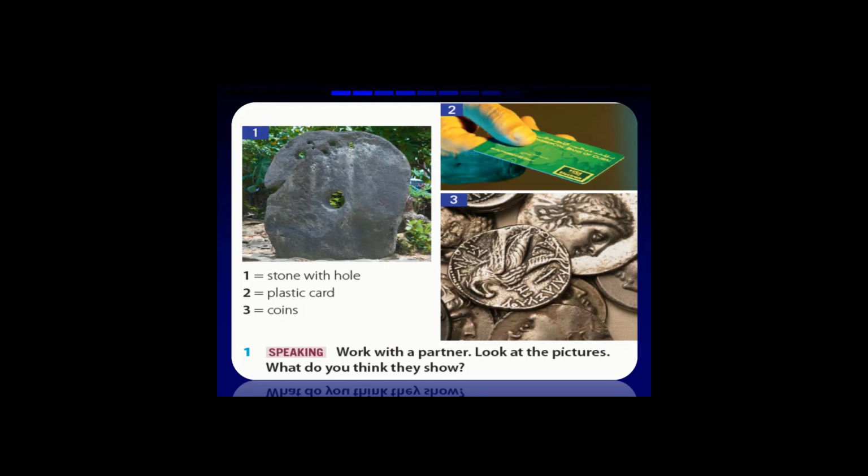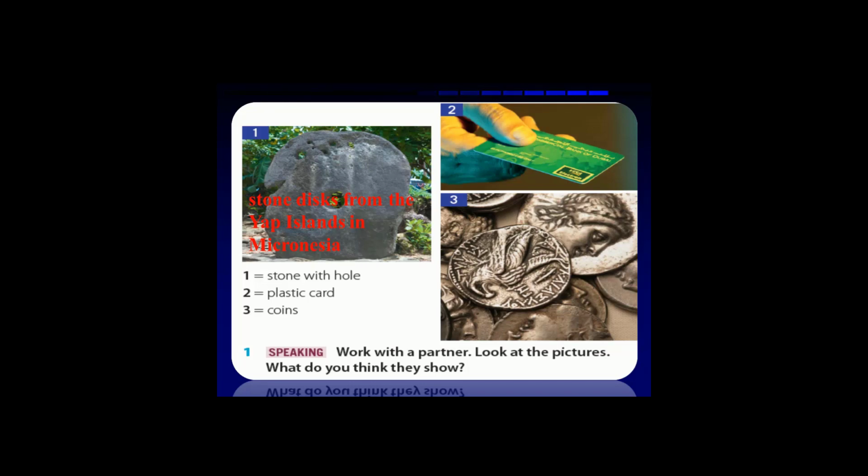If you look at picture 1, can you guess what it shows? Yeah, of course, some students answer correctly. Okay, it's a stone disc from the Yap Islands in Micronesia. Micronesia or Micronesia, both are correct.